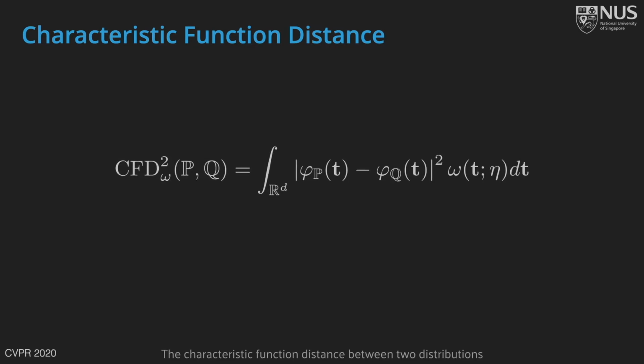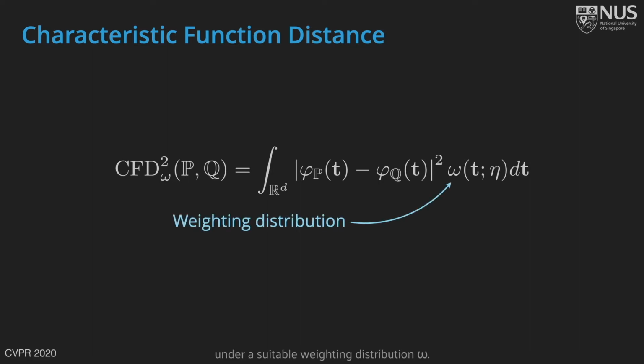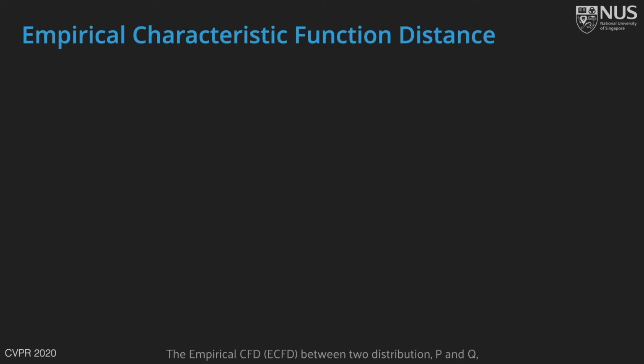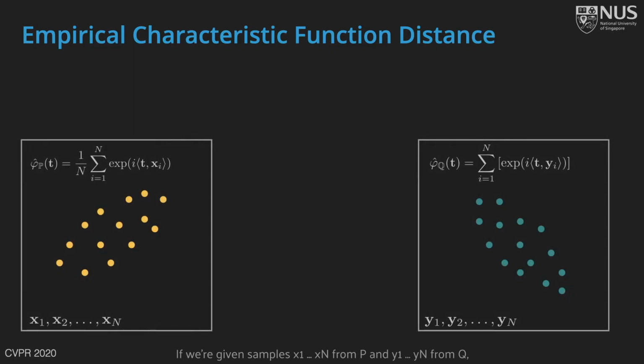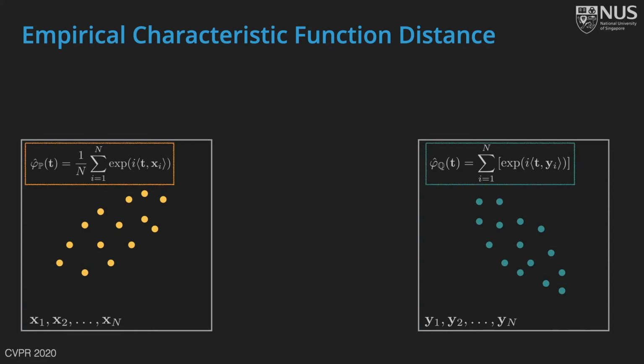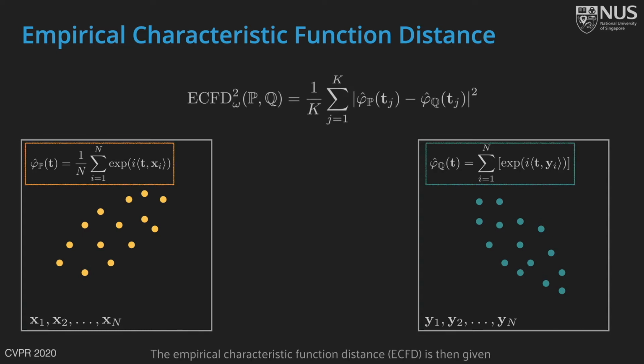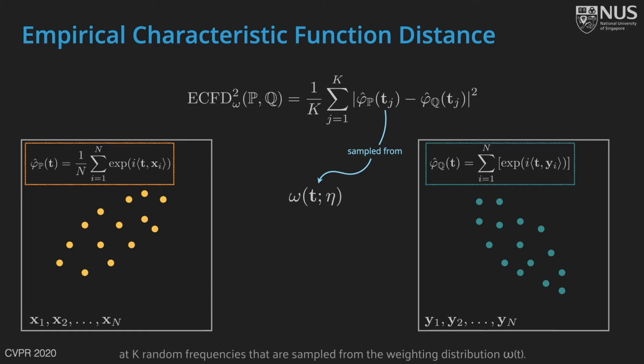The characteristic function distance between two distributions is given by the expected squared distance between their characteristic functions under a suitable weighting distribution omega. The empirical CFD between two distributions p and q can be computed using samples from the distributions. If we are given samples x1 to xn from p and y1 to yn from q, the empirical characteristic function can be computed by a sample average. The empirical characteristic function distance is then given by the squared distance between empirical characteristic functions at k random frequencies that are sampled from the weighting distribution omega.